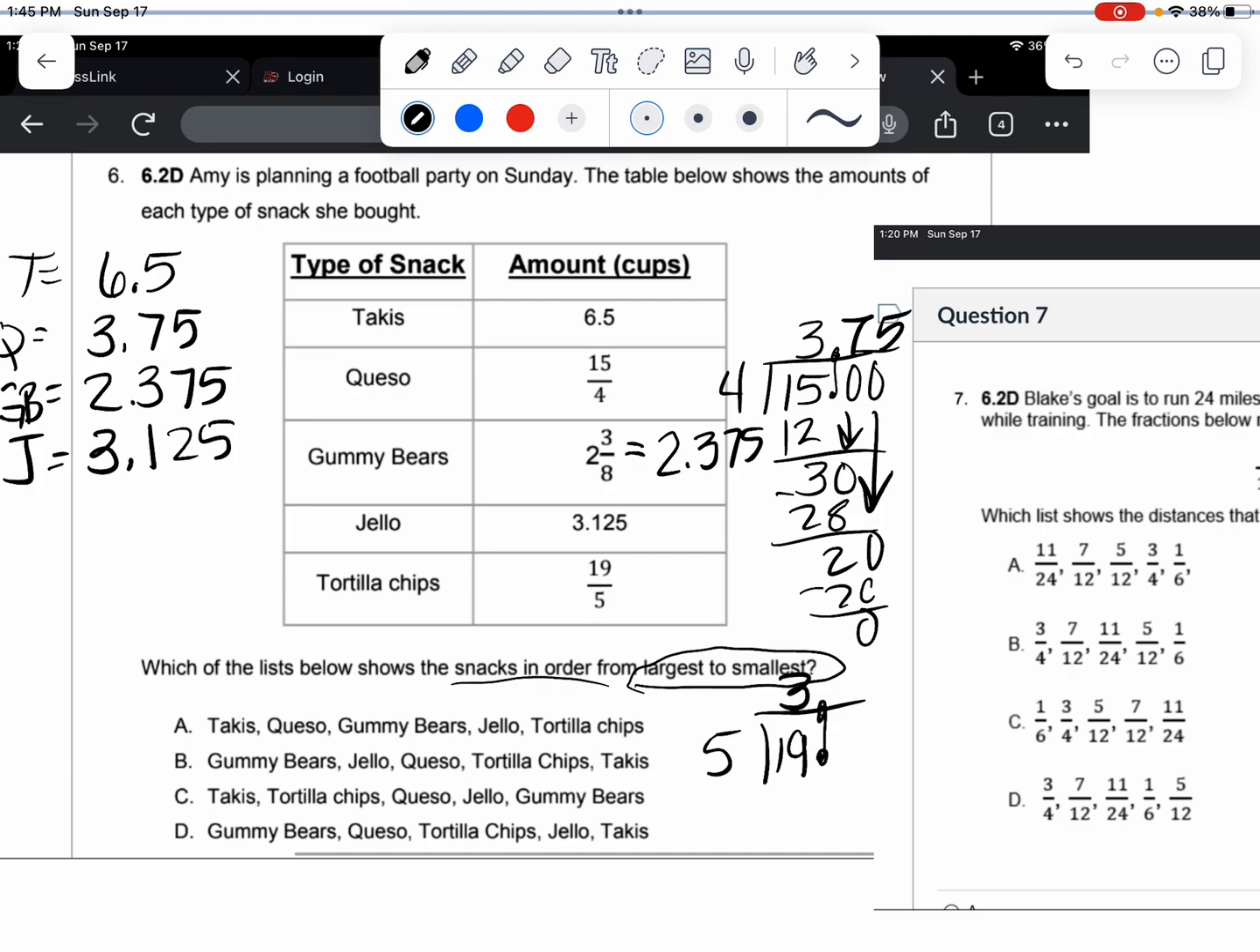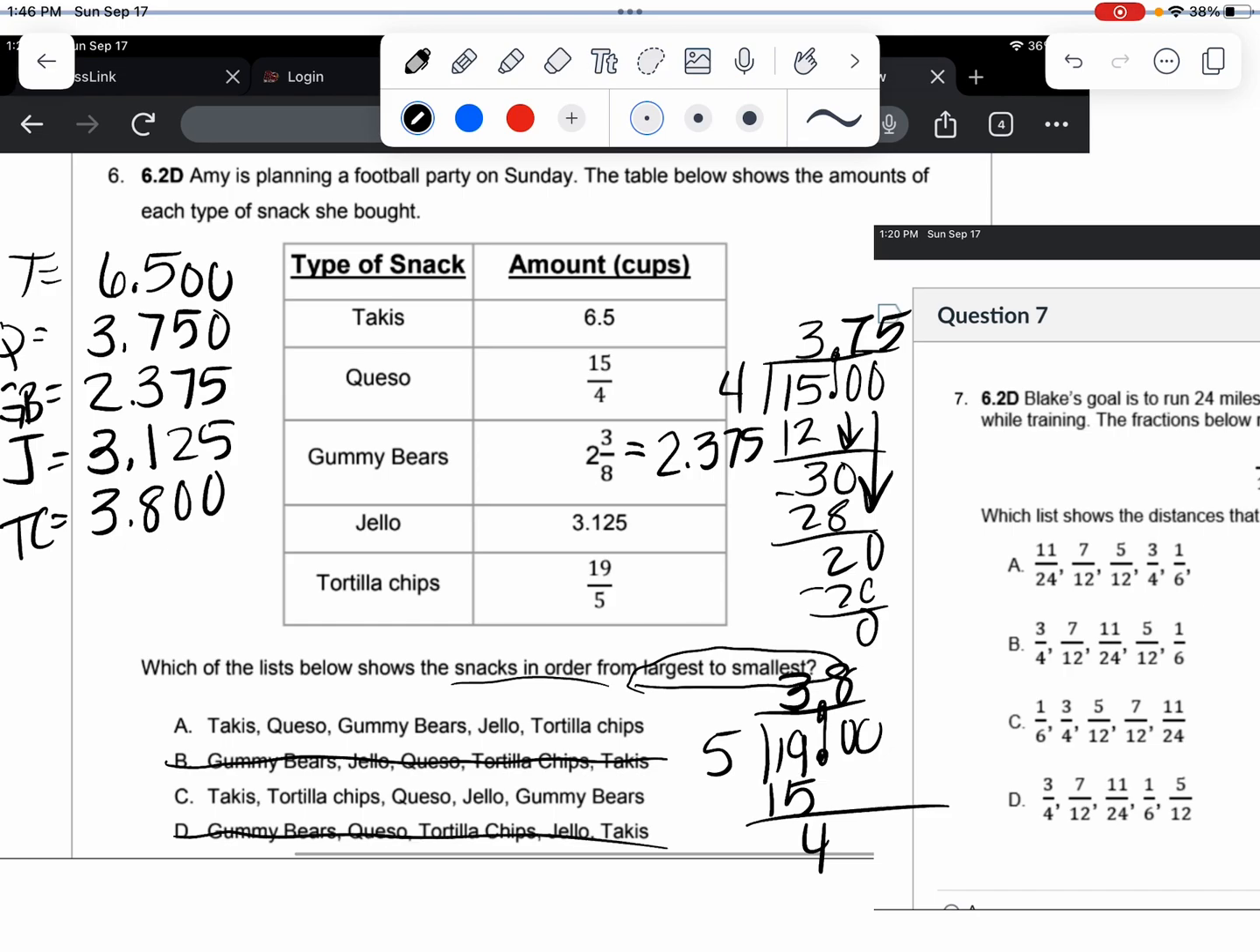So that would be 3, which would give me 15. So that would be 3.8. And I'm going to go ahead and add my 0 placeholders. Okay, so that's my tortilla chips. And now I'm ready to list them from largest to smallest. Well, Takis are going to come first. So that means C and D are out. So we have Takis. So I'm going to put that first.